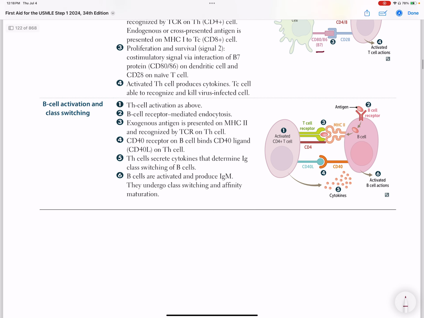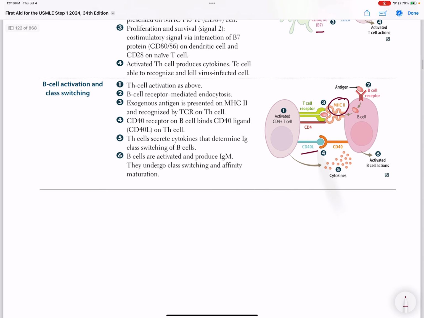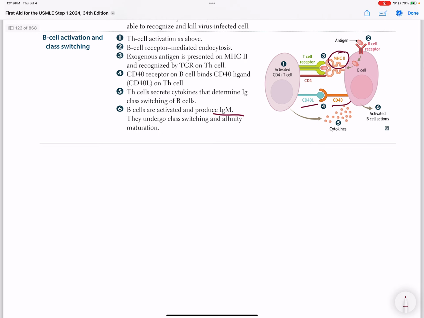The TH cell activation is as above. B cell receptor mediated endocytosis happens, and the exogenous antigen is presented on the MHC2, recognized by the TCR on the TH cell, and the CD40 on the B cell binds to the CD40 ligand on the activated T cell, and the immunoglobulin class switching of the B cells happens. B cells are activated, they produce IgM. This undergoes class switching and affinity maturation.